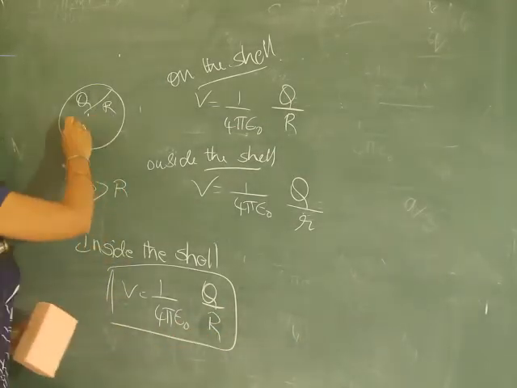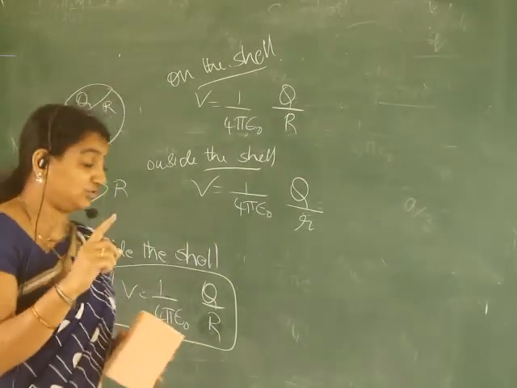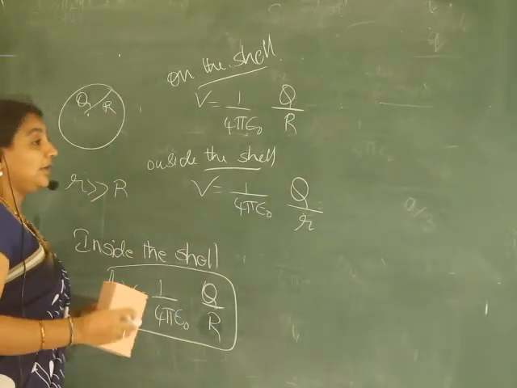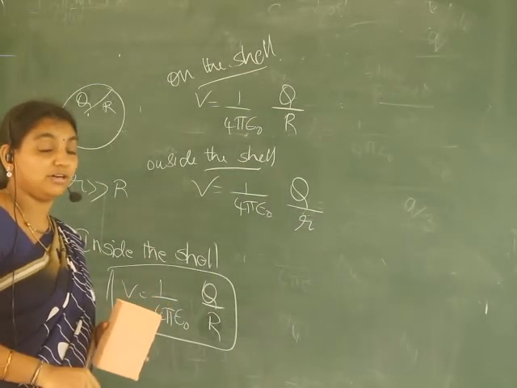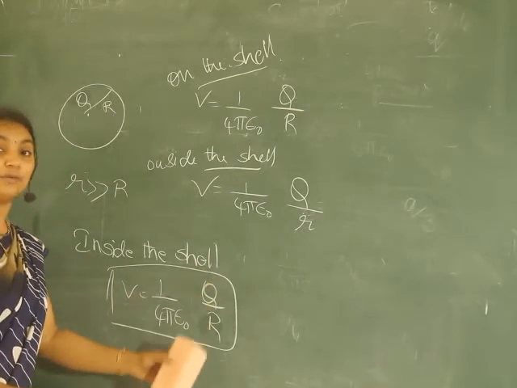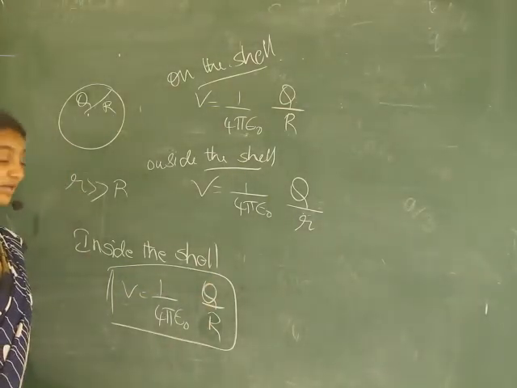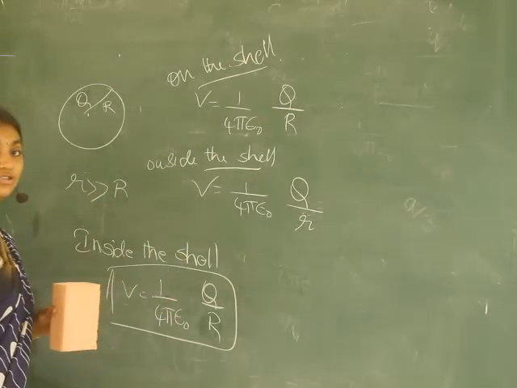Always inside the shell, the potential is not equal to 0. We said in difference, do you remember? We said inside the shell, the potential difference will be there and it is not equal to 0. So V is equal to 1 by 4 pi epsilon naught Q by R is the expression for the potential inside the spherical shell.